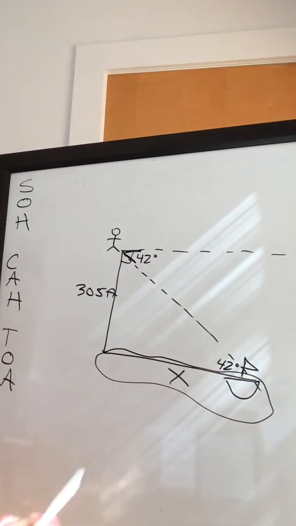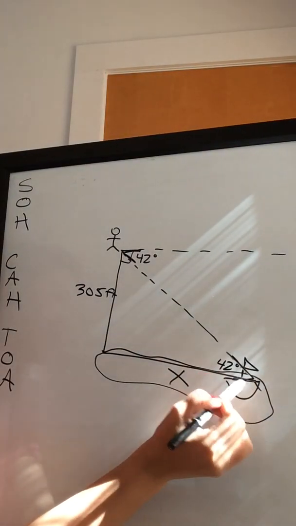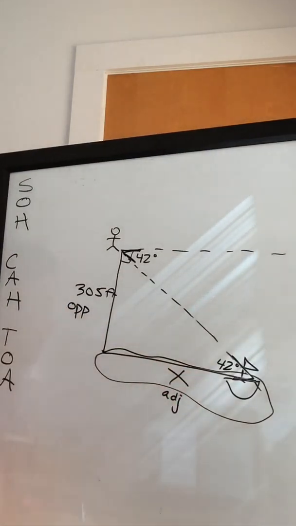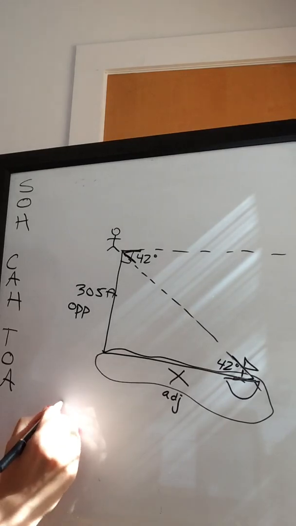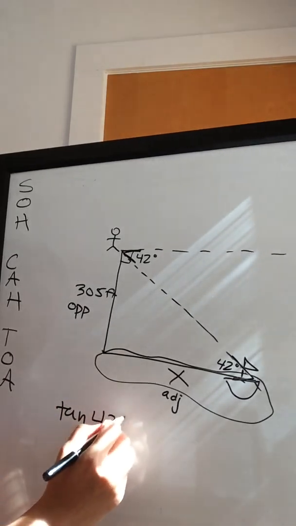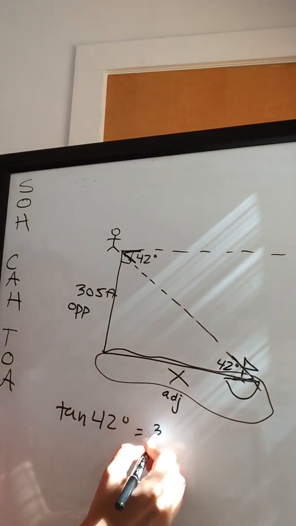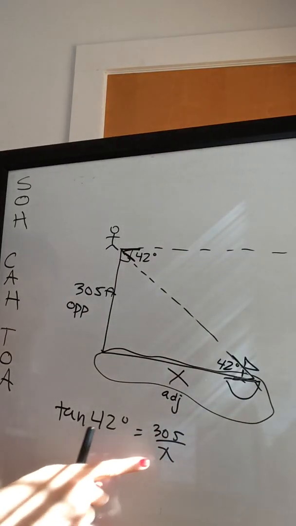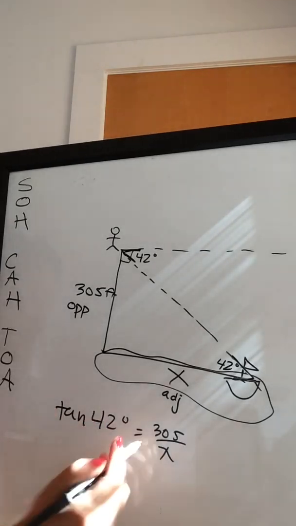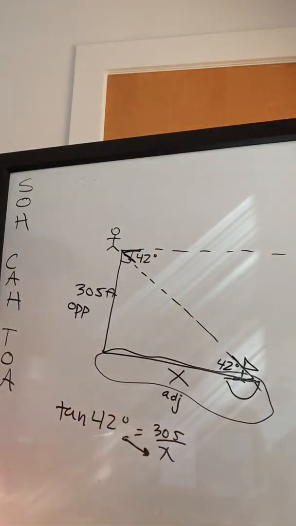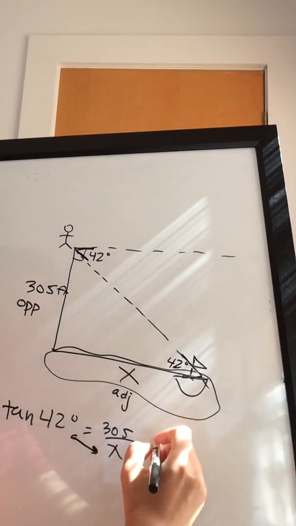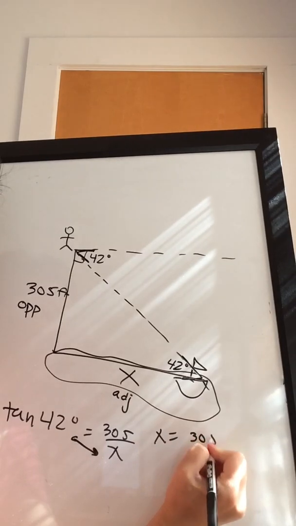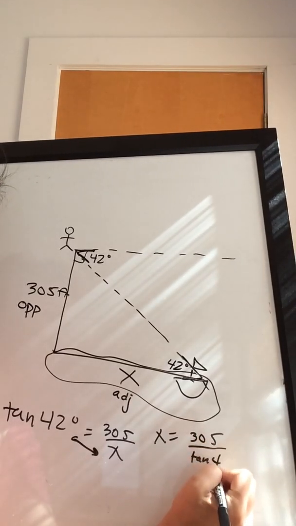So if we know this is 42, this is my angle. I have the opposite side and I have the adjacent side. So I'm going to use tangent. So I'm just going to say the tangent of 42 degrees equals 305 over x. Remember the shortcut. If your x is in the denominator, you can just switch these. So let me move this over. I can write this as x equals 305 divided by the tangent of 42 degrees.